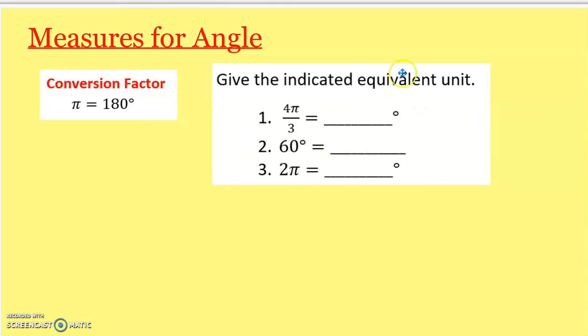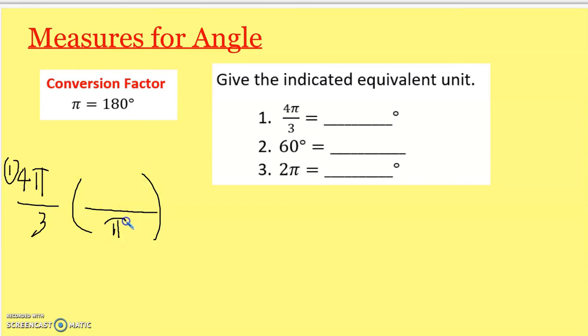So let's continue. Yan. So we have the conversion factor here and the given. So we have to convert 4 pi over 3 into degrees. So sulat natin yung given, 4 pi over 3. At take note, kailangan nating ma-cancel out yung pi. So if we write this on our solution, we put the pi on the denominator and the 180 degrees sa taas. We cancel out pi, and then 180 is divisible by 3, you have 60. We multiply what's left on the numerator, and you'll get 240 degrees. So you write 240 here.